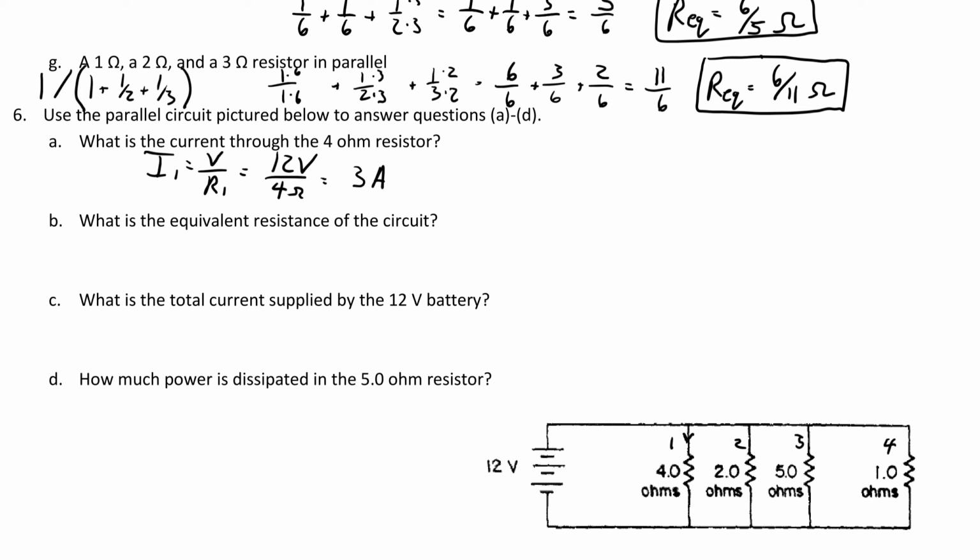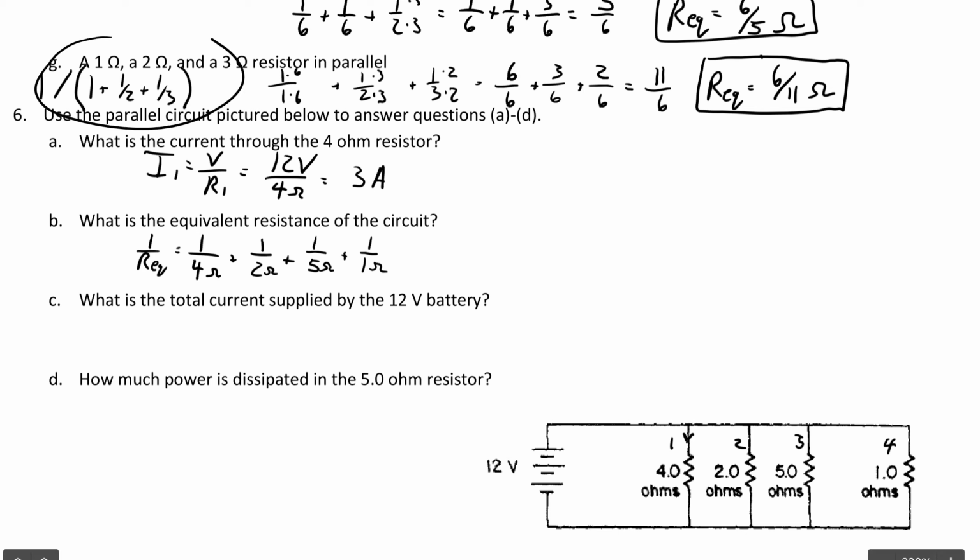Now it says what is the equivalent resistance of the circuit. So we could do 1 over REQ is equal to 1 over 4 ohms plus 1 over 2 ohms plus 1 over 5 ohms plus 1 over 1 ohm. And if it was me, maybe I wouldn't mess with the fractions at this point. Maybe I would just plug it in my calculator. And then, like I said above, I would do 1 divided by second answer, like that.